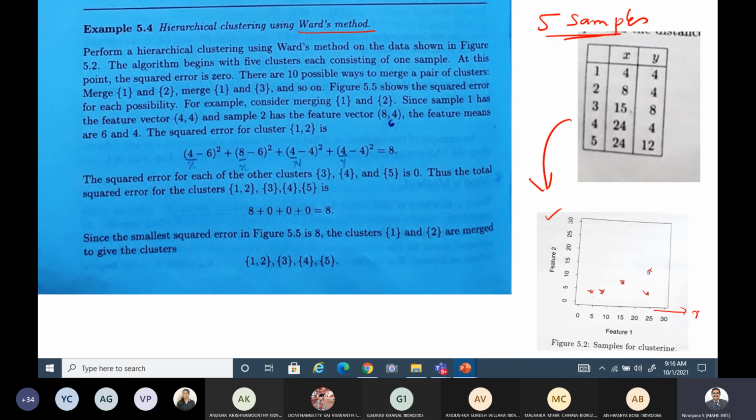You took feature X here, feature Y here, and just plotted this scatter plot. Each sample is shown here. 1, 2, 3, 4, 5 samples are drawn on the plot.